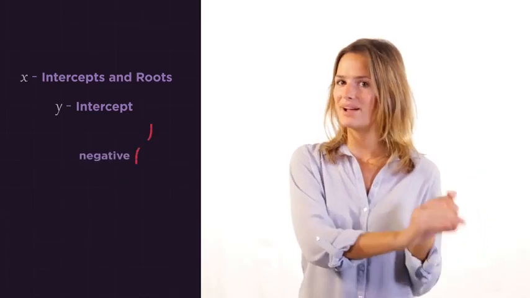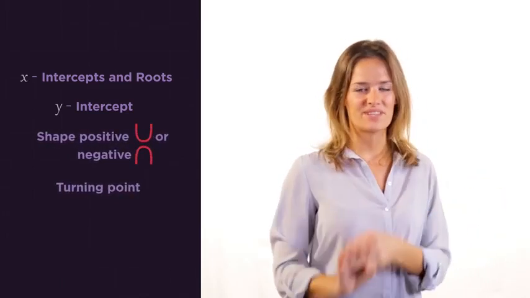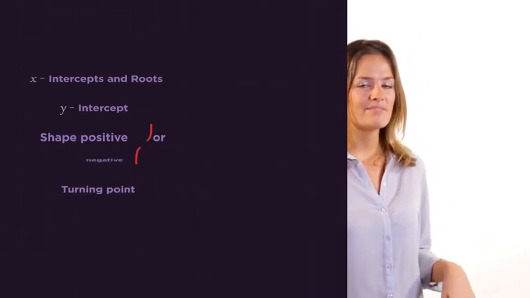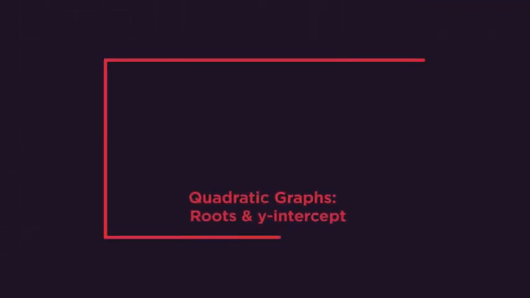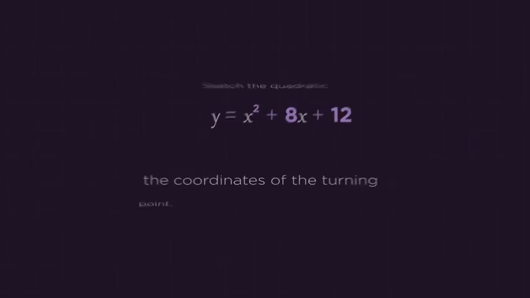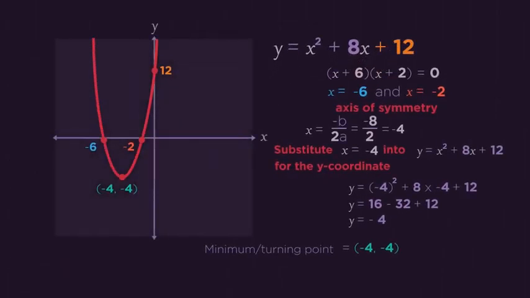Let's now combine all of our knowledge about the x-axis intercepts, the y-intercept, the shape, and the coordinates of the turning points. If you've forgotten about the roots and the y-intercept, you may want to watch this video first. Otherwise, give this question a go, sketching the quadratic and labelling on 4 points onto the graph. Pause the video, sketch the quadratic, and click play when you're ready to check. How did you get on?